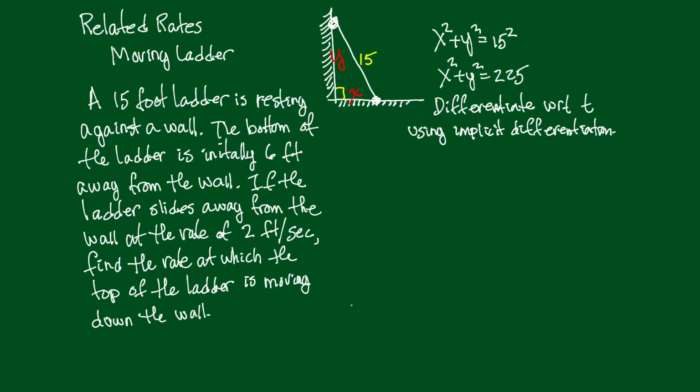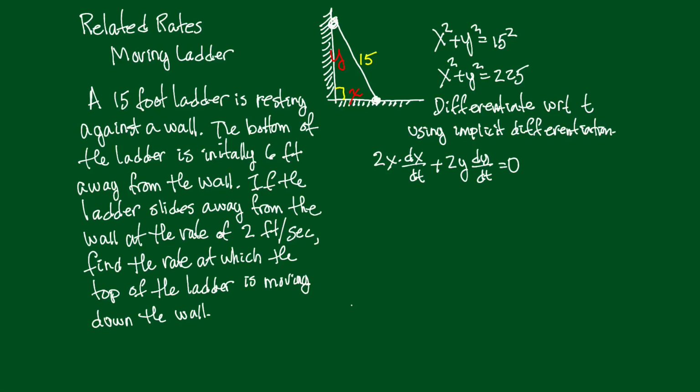So now let's differentiate with respect to time. So remember that x and y are both functions of time. So what we're going to have is, all right, differentiate this. So remember it's a power, so bring the 2 down in front, so we're going to have 2x dx/dt plus, now the y, that's going to bring the 2 down, 2y dy/dt equals, now the derivative of 225, well, that's a constant, so that's 0, right? So this is 0.